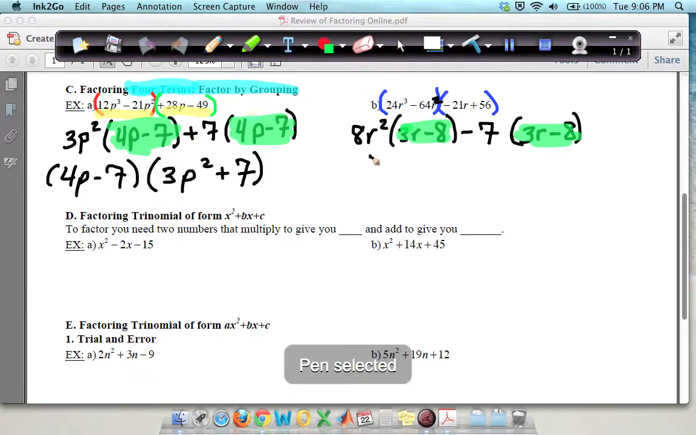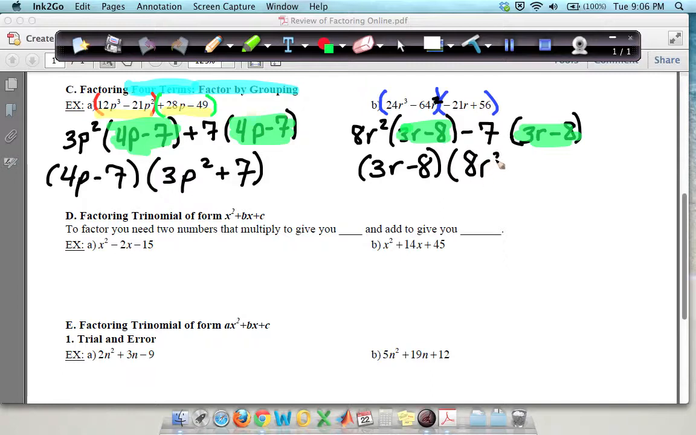I can pull this out. I get 3r minus 8. When I pull this out, I'm left with 8r squared. Over here, when I pull out the 3r minus 8, I'm left with negative 7. And that's now factored.